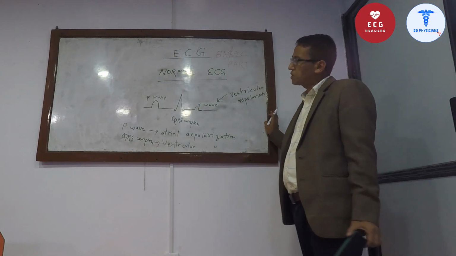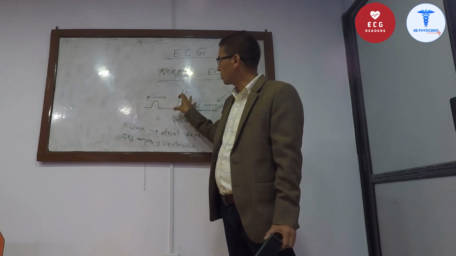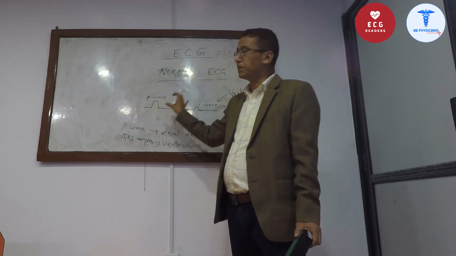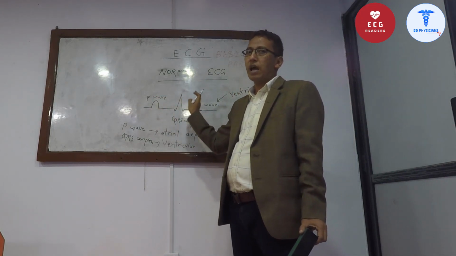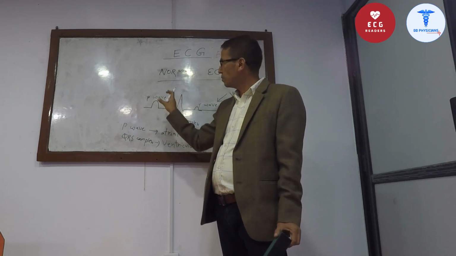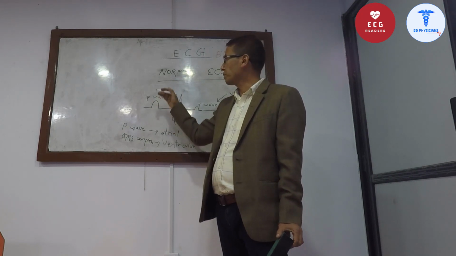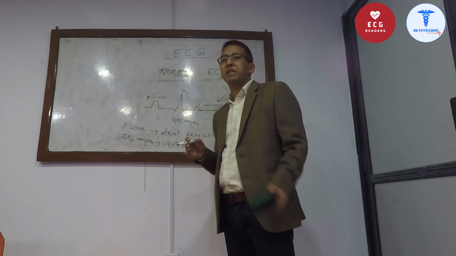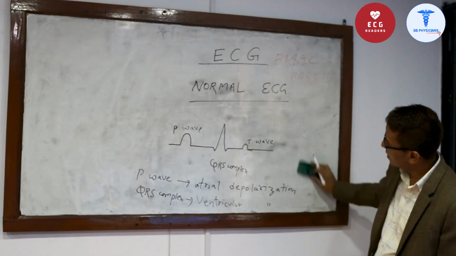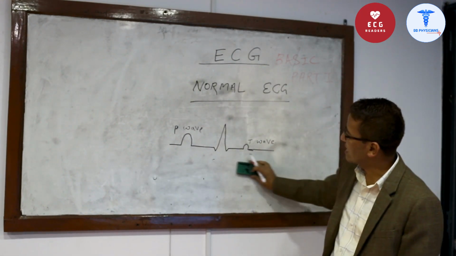Another question may come up: why is the atrial wave small and the ventricular wave big? The atrial muscle is thin and the ventricular muscle is thick. So the atrial wave is smaller and the ventricular wave is bigger. So these are the normal waves in the ECG.